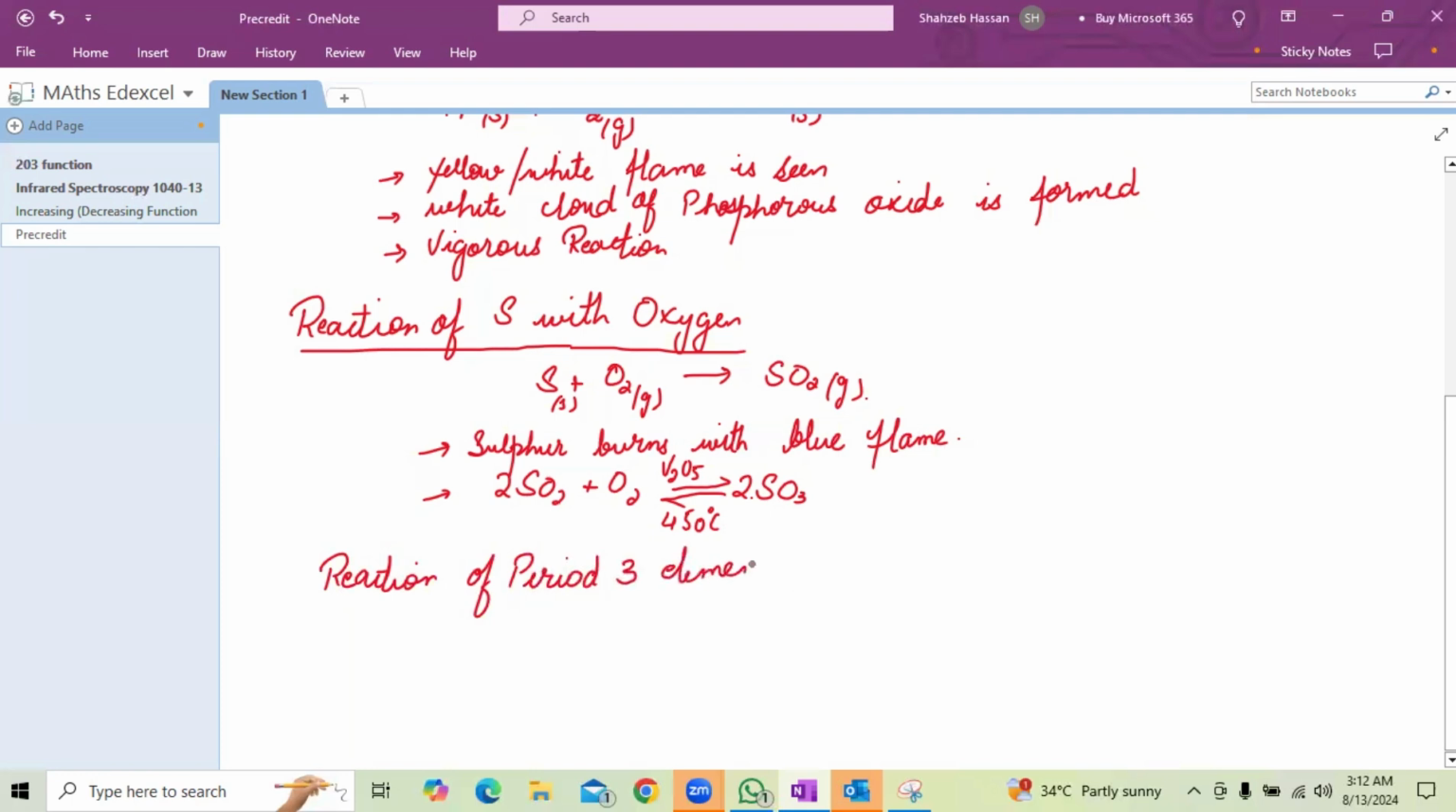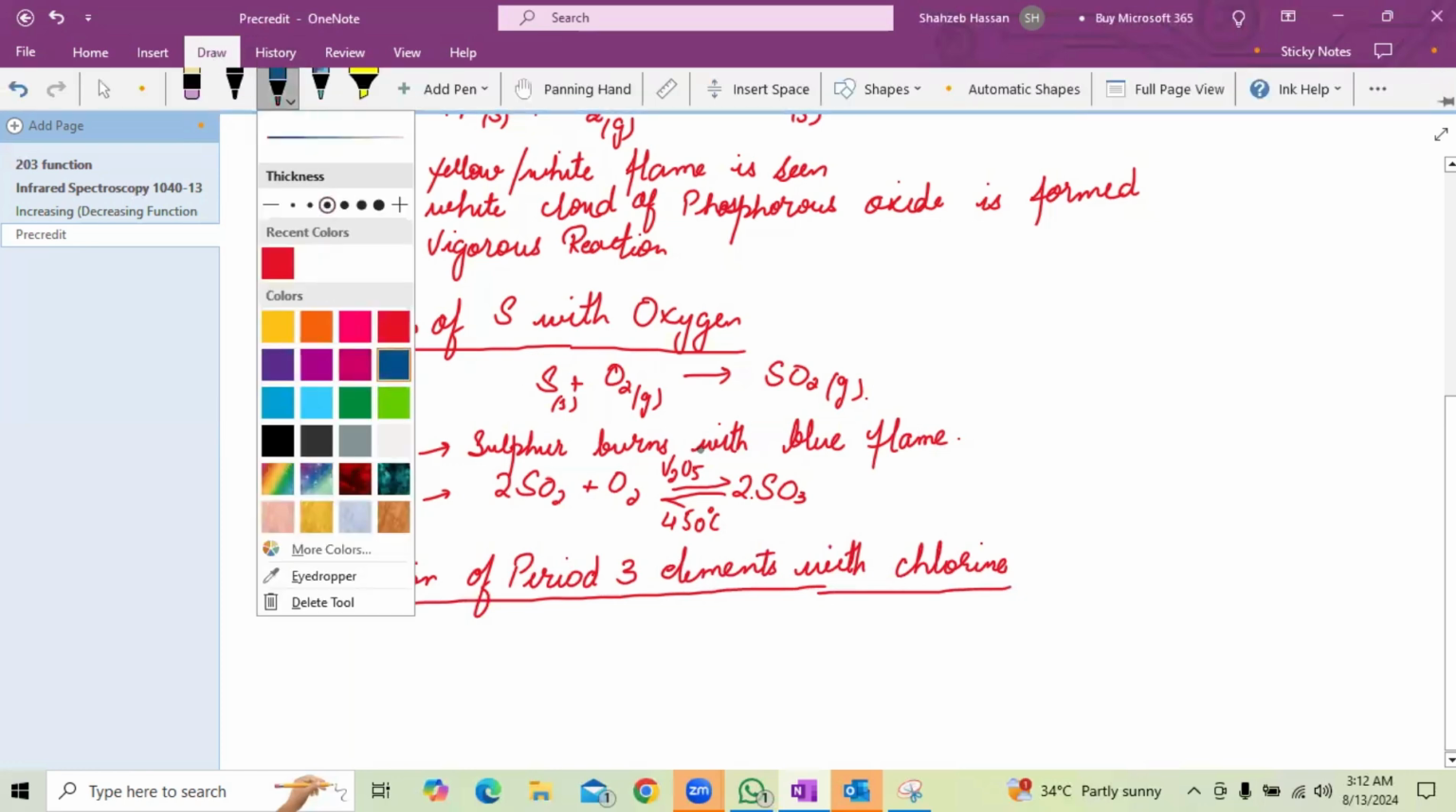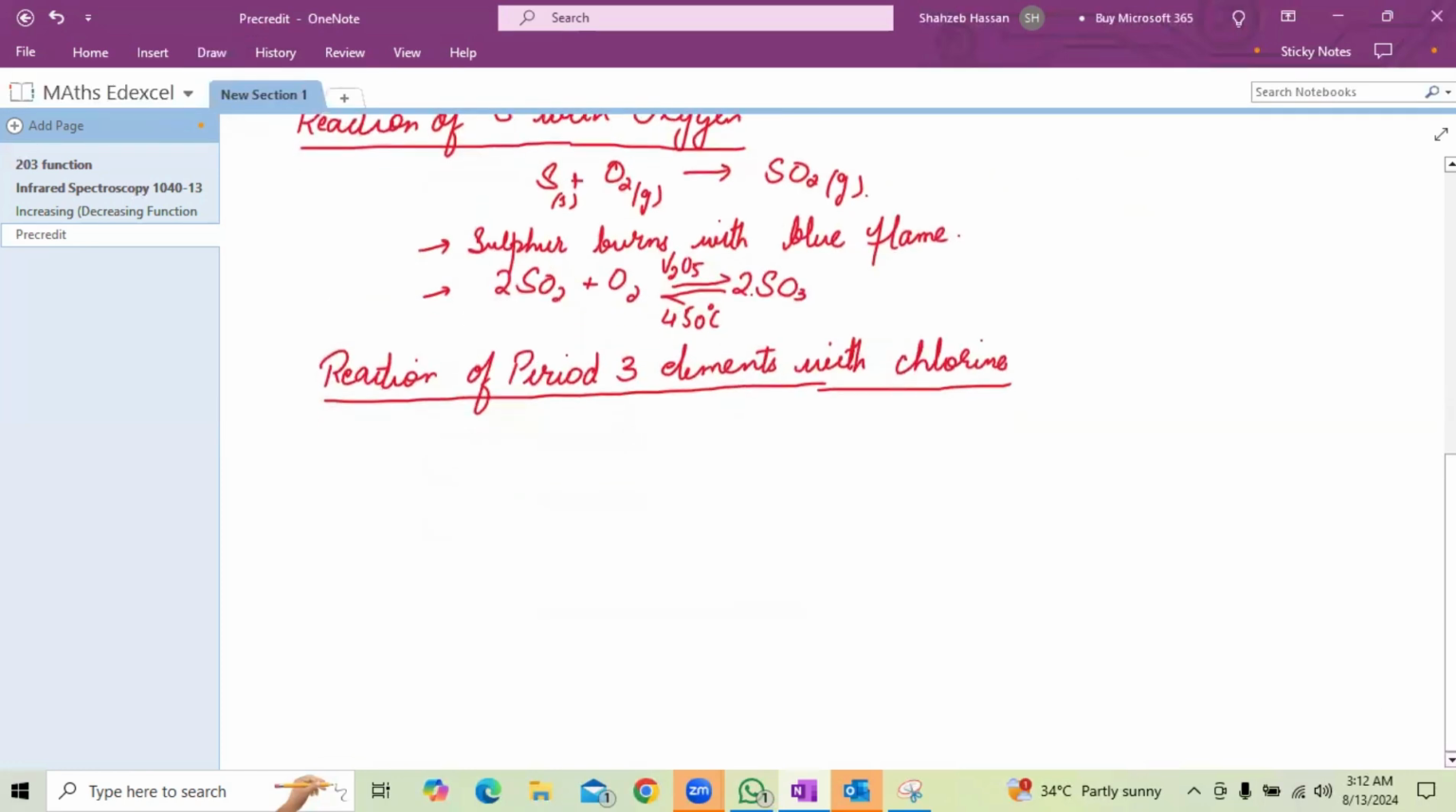Then we are going to move further towards the reaction of period 3 elements with chlorine. Okay. So let's discuss their reaction. First, we have sodium, then magnesium, then aluminium, then silicon, and then phosphorus, sulfur, and chlorine, and then argon.